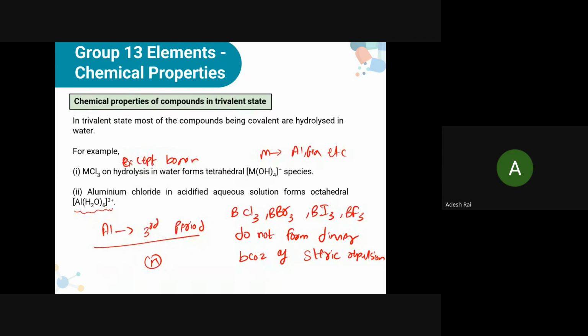So please remember this point, okay? That MCl3 on hydrolysis. Whenever we are talking about MCl3, that is not boron. That is anything in the family but not boron. Is that clear to everyone?